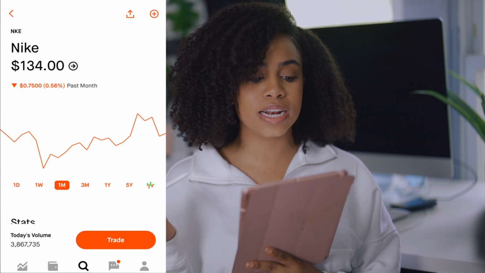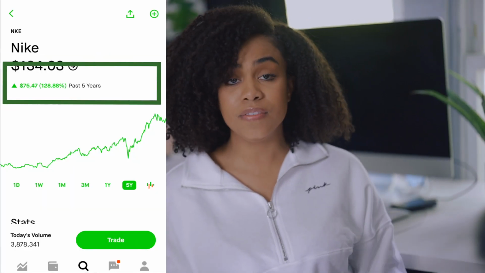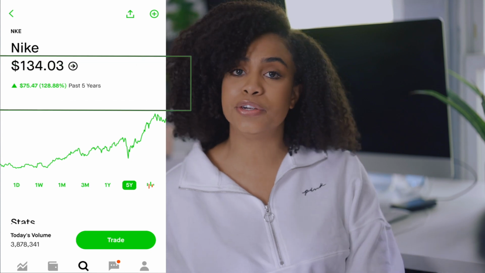Now what I like to do, I always like to see the historical trend of a stock over a 5-year period. Today is May 13th, 2021. So it went up approximately $75.39 per share. So you would have made $75 profit per share that you own had you bought that Nike stock 5 years ago. That's a brief description on how you look at that historical chart.